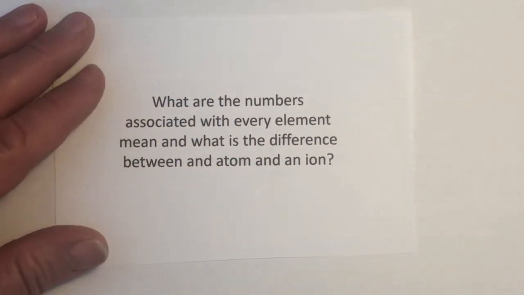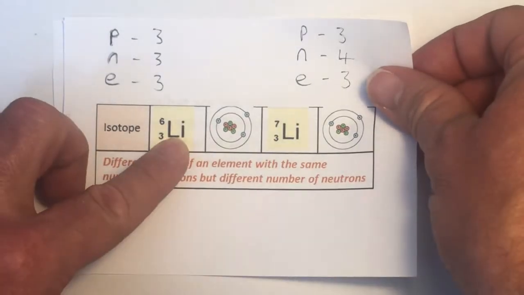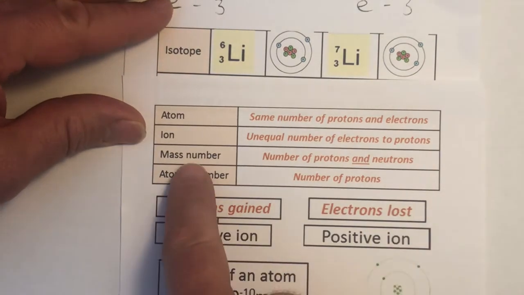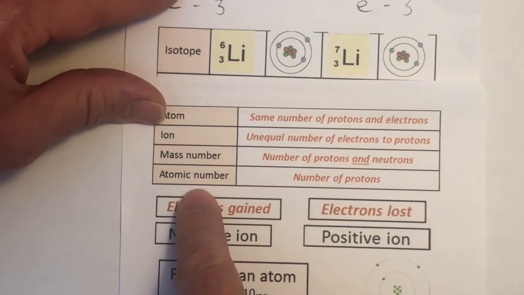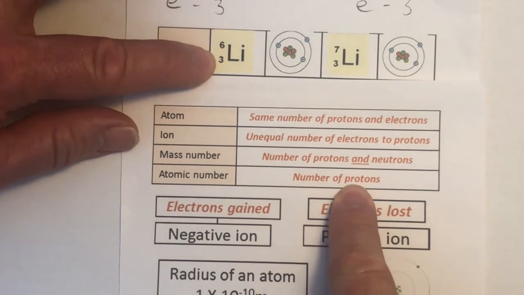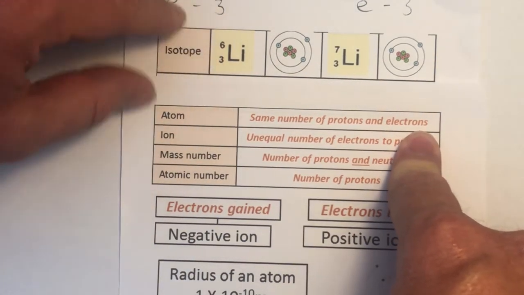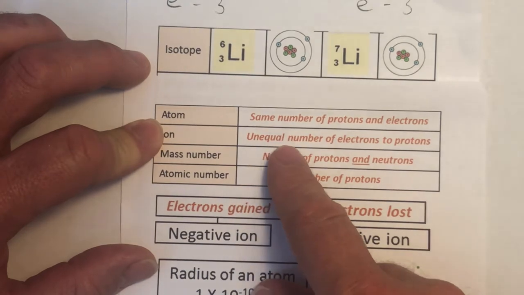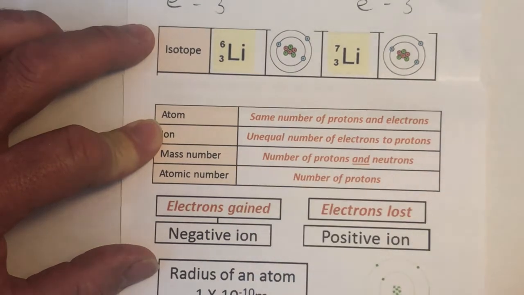So, back to the question. What are the numbers associated with every element, and what is the difference between an atom and an ion? So, the mass number is the number of protons and neutrons, the top number. The atomic number is the number of protons, the bottom number. An atom has the same number of protons and electrons, the standard atom that you'll see on the periodic table. An ion is then when there is an unequal number of electrons or protons. That means it's either gained an electron or lost an electron.